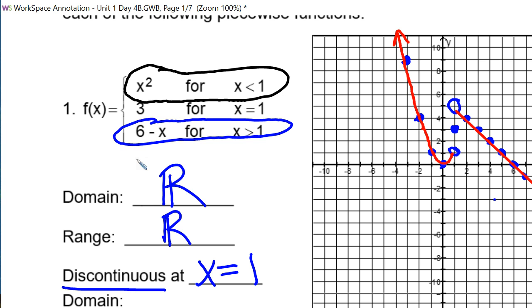All real numbers. So just be careful, check to see where your graph is discontinuous to see if you have any gaps in your domain. If you did, you probably have to do a union with two intervals to write your domain or range.